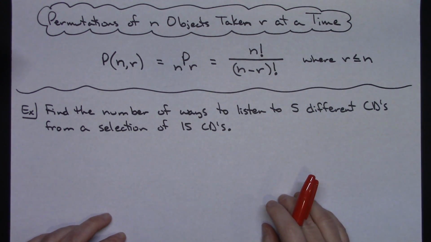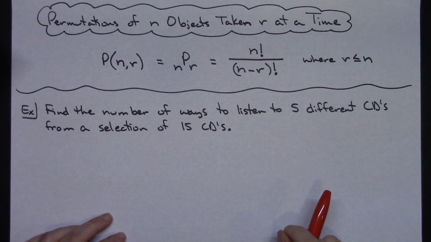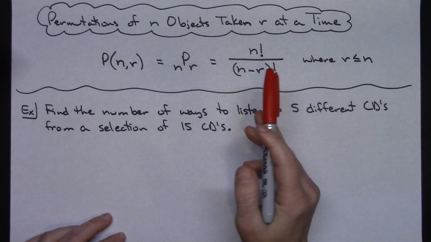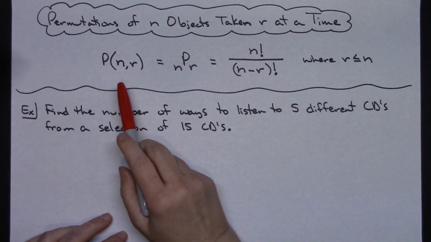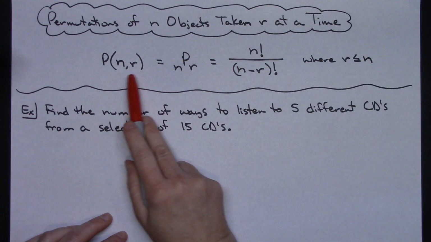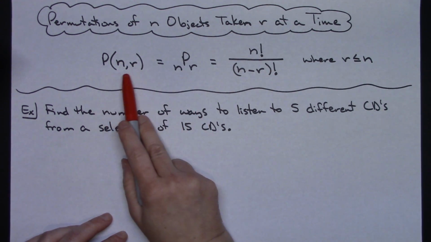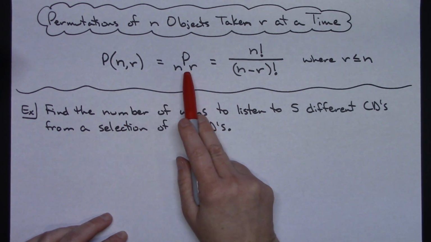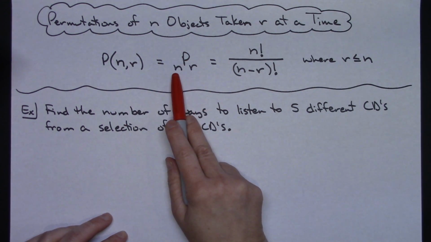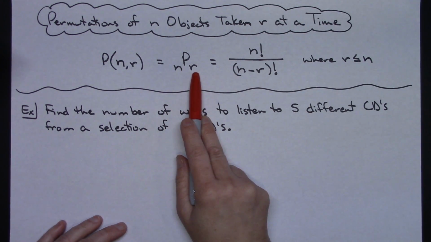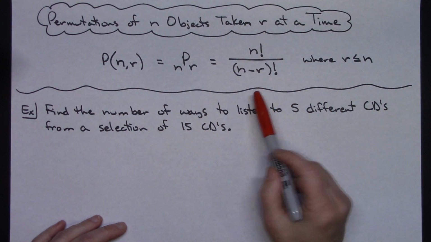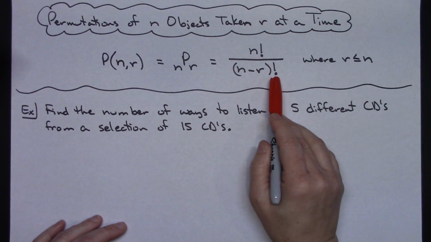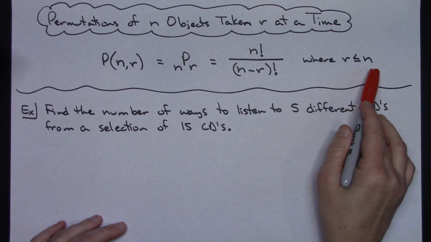In this video I'm going to show you how to deal with permutations of n objects taken r at a time. Depending on the textbook that you are using, this would be denoted in either of these two ways. We could do P with parentheses, n objects taken r at a time. We could also use the capital P and put n objects on the left hand side taken r at a time. The formula for calculating this is going to be n factorial over n minus r factorial, where r has got to be less than or equal to n.